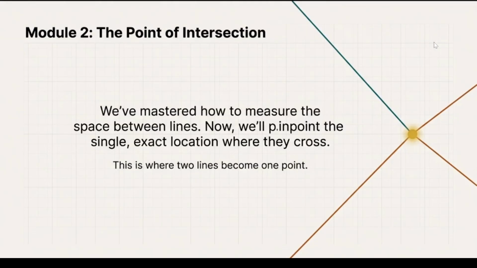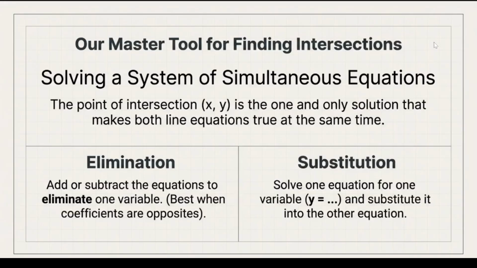Now let's move on to module 2, which will be the point of intersection. We've learned how to measure the space between lines. Now we'll discuss the single exact location where they cross. This is where two lines become one point.